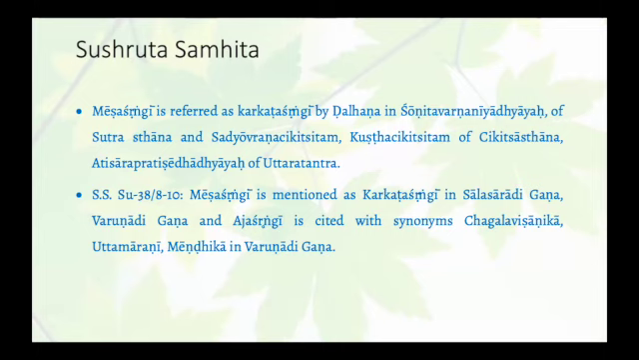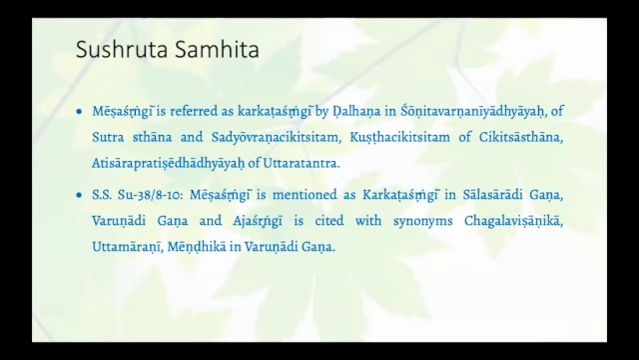Shungi indicates a different meaning, and Shunga indicates a different meaning. It is also said in some contexts that Shunga, as Meshashringa, is like a Putranjiva tree, like a big tree. And in Varunadigana of Sushruta Samhita, where all the big plants are mentioned, even Meshashringi is mentioned, which indicates some controversy that it is a very big plant or a tree.